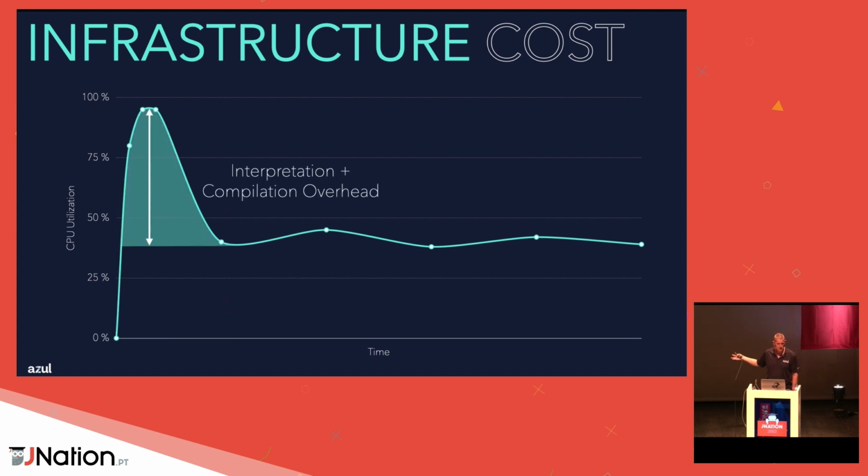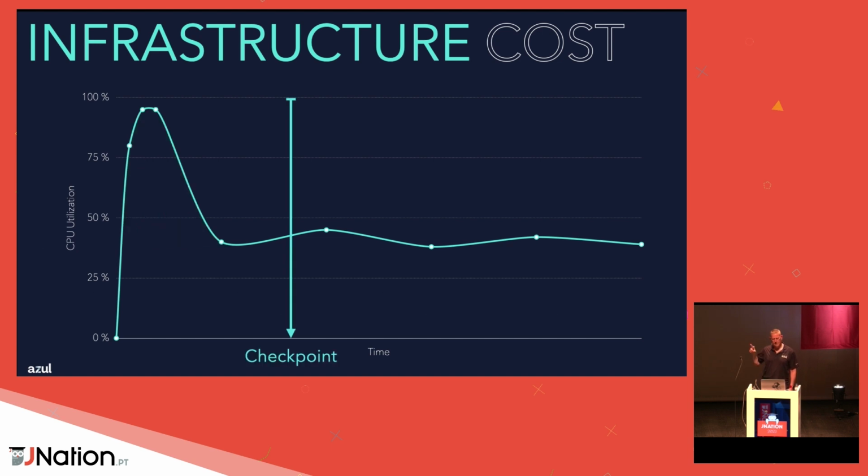And this is interpretation and compilation overhead, right? You see we need maybe 100% CPU just to make that work. But once it's done, the CPU utilization drops, in this case to maybe around 45% or 50%. If we create the checkpoint here and then start the next time from there, you don't need this many CPUs, because we can run the same stuff using, let's say, 50% of the CPU. And that can save a lot of money, right?